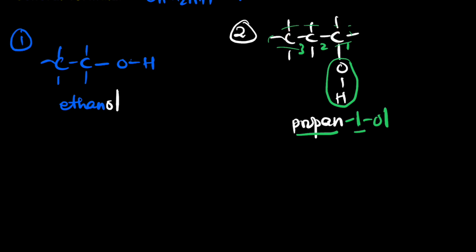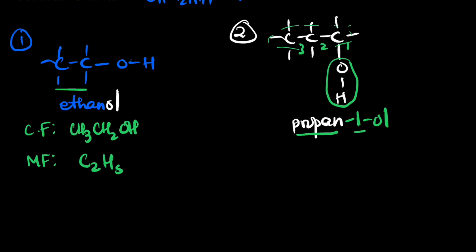Let's go back to this one and write the condensed formula. It's going to be CH3CH2OH. And the molecular formula is C2, 2 carbons, and 5 hydrogens, and the OH. It's 1, 2, 3, 4, 5.